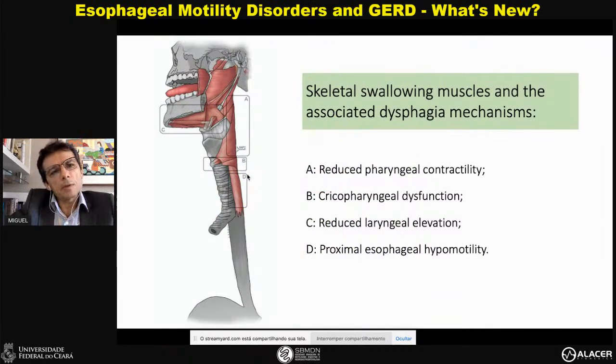Let's review that swallowing function is very different from mouth to the distal esophagus. There is a skeletal muscle that is responsible for the initial phases of swallowing. And the mechanisms associated with dysphagia during these initial phases are a reduced pharyngeal contractility, a cricopharyngeal dysfunction, a reduced elevation of the larynx, and also proximal esophageal motility. The proximal esophagus typically going down to the aorta is mainly composed of skeletal muscles.